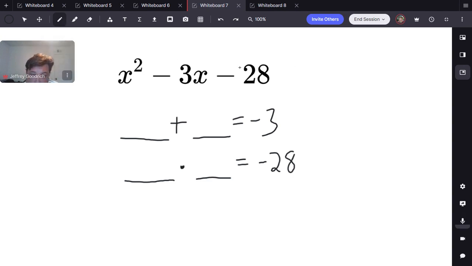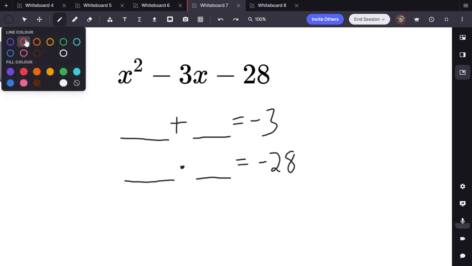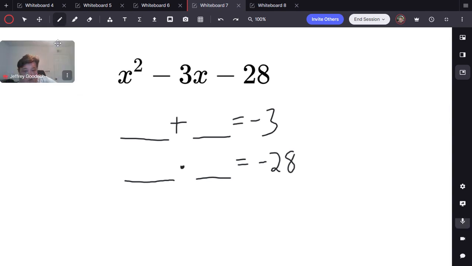So let's start doing the factors of 28. We're going to start with 1 and -28, right? So I'm making the bigger one negative just because we need it to be -3. Then we keep going in order, right? So now we do 2 and -14. 3 doesn't work. 4 does work, right? We're going to get 4 and -7.